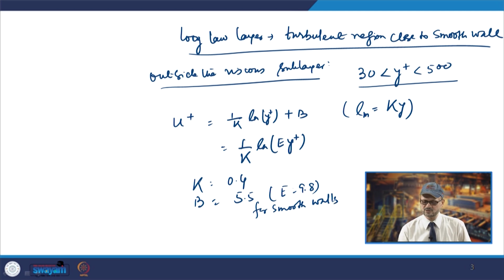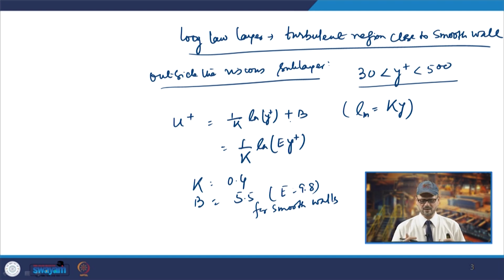And once you have rough walls, you will have a decrease in the value of b. So, your u plus will decrease for the rough walls. So, your b will be decreasing, and because of this relationship, we call it the log law in this case. That is why it is known as the log law layer, because of this logarithmic function which is seen here.